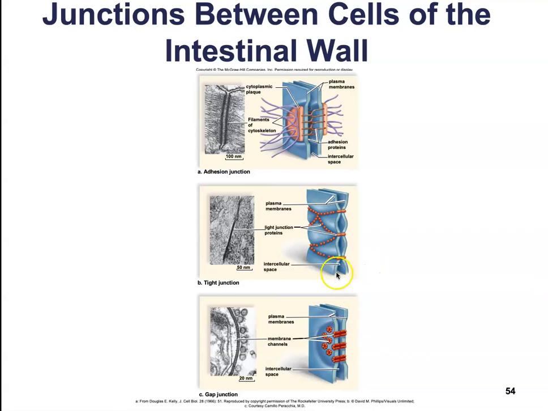Okay, tight junctions, I like to give the example of epithelial tissue, like your skin, right? Or that epithelial tissue that lines your intestinal tract, super tightly packed together.